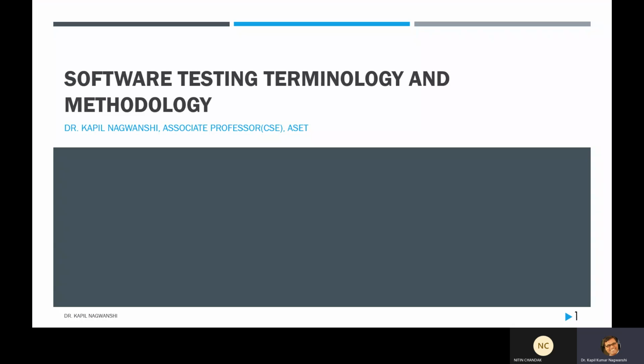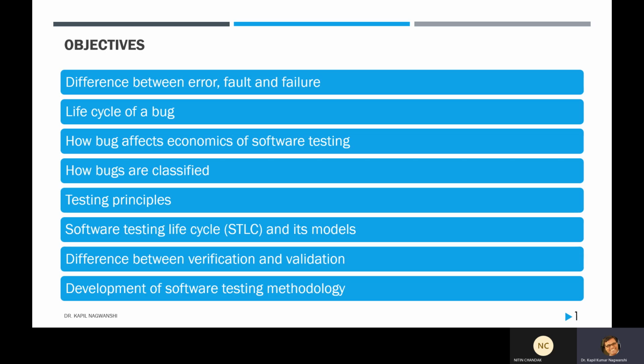Good morning, everyone. Today I'm going to explain the concept of software testing terminology and methodology. So earlier we have seen what the different objectives of this particular topic are. We will discuss the difference between error, fault and failure. Then the life cycle of a bug, how bugs affect the economics of software testing, how bugs are classified, testing principles, the software testing life cycle and its models, the difference between validation and verification, and development of software testing methodology.